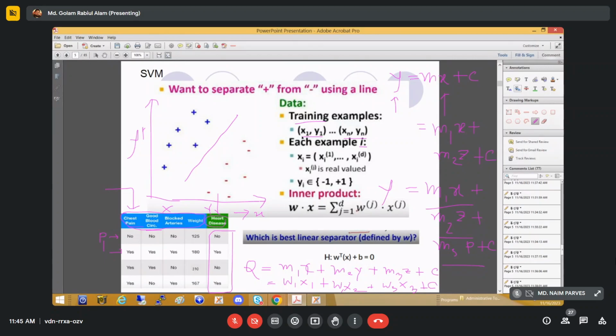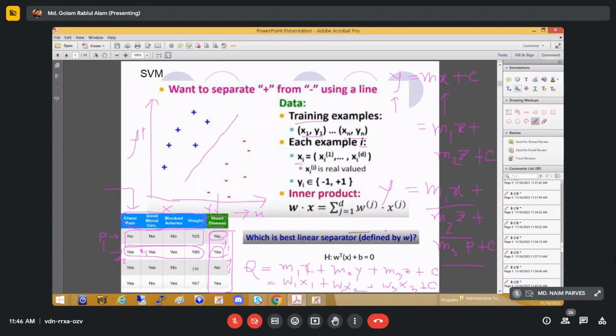So here in this case, X1, Y1 means these are the values in case of our X1, and this is our Y1. Similarly, this is our X2, so these are the feature values of patient 2. And the class label of patient 2 is Y2.